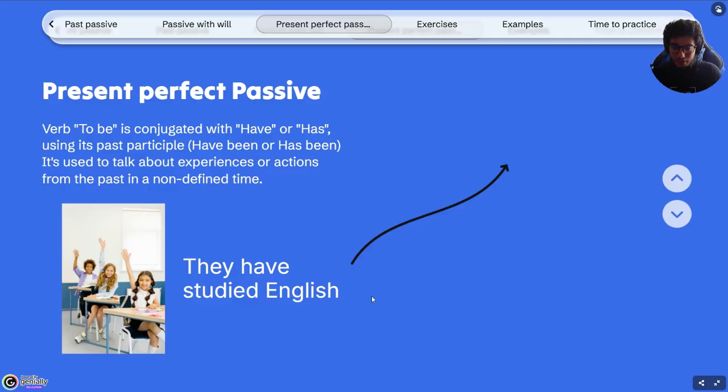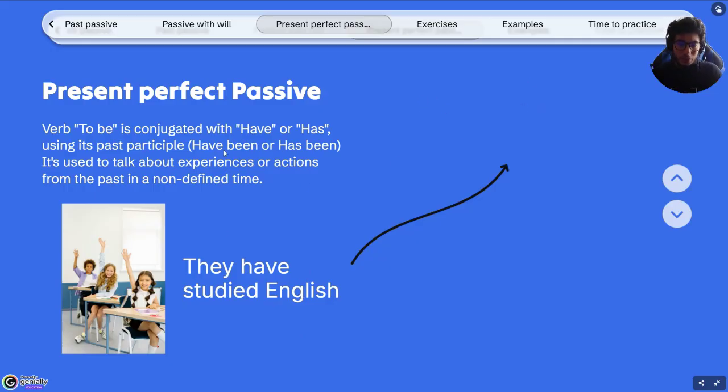So, here we have an active voice. Can you guess what could be the passive voice? Okay, so let's take a look. In the passive voice in present perfect, we're gonna use have been or has been. We have to identify first which one is the passive. In this case, we're gonna say it's English. So we should start by saying English.